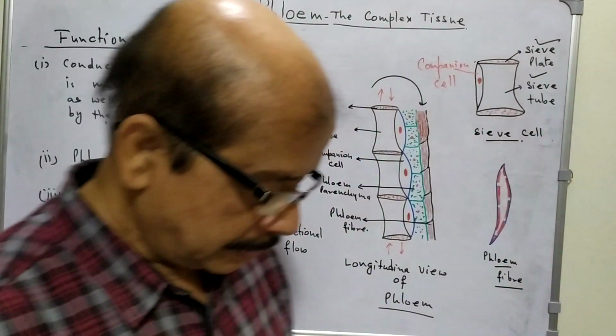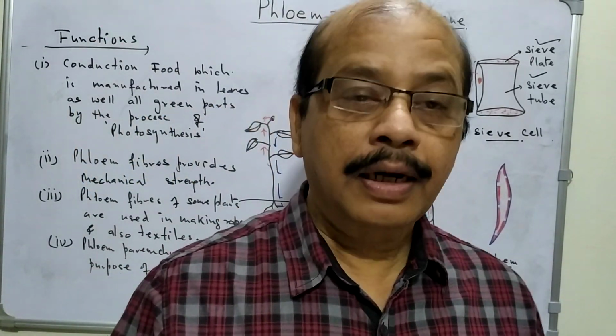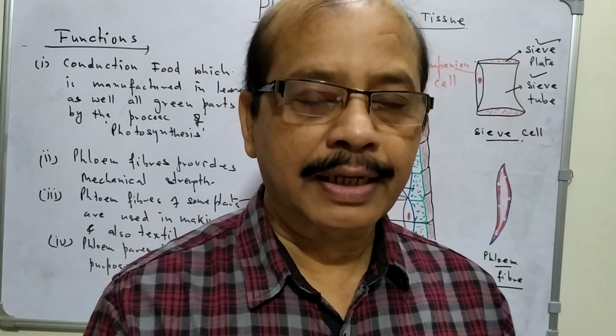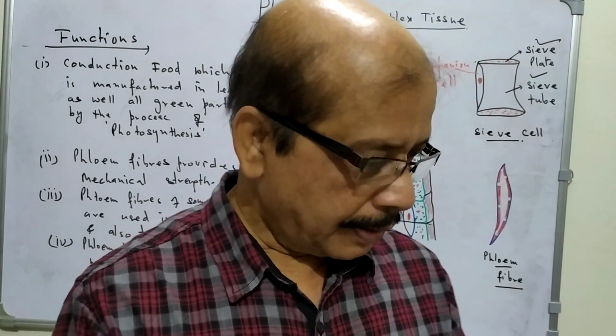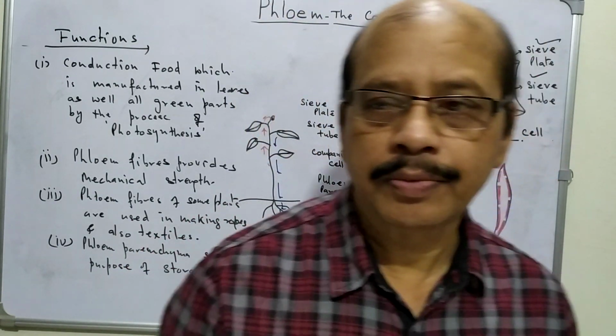I think this is all about the phloem, that is the second type of complex tissue, which is responsible for conduction of food material.